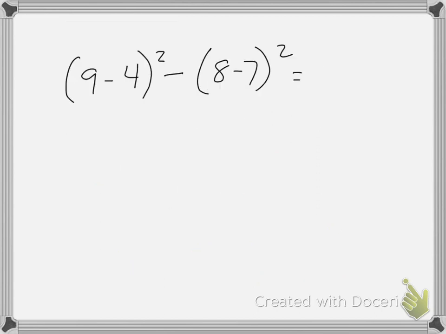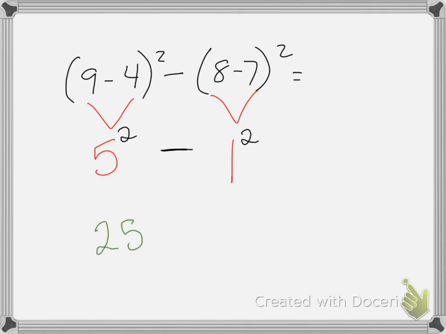Okay, let's do one more example. Again, I start with what's in the parentheses first. 9 minus 4 is 5. 8 minus 7 is 1. I'm going to drop down everything I haven't used. So that's the minus sign and my exponents. Okay, now I'm going to solve for the exponents. That's the second step. 5 squared is 5 times 5, which is 25. Keep the minus sign. 1 squared, 1 times 1 is 1. So I have 25 minus 1, which equals 24 for my final answer.